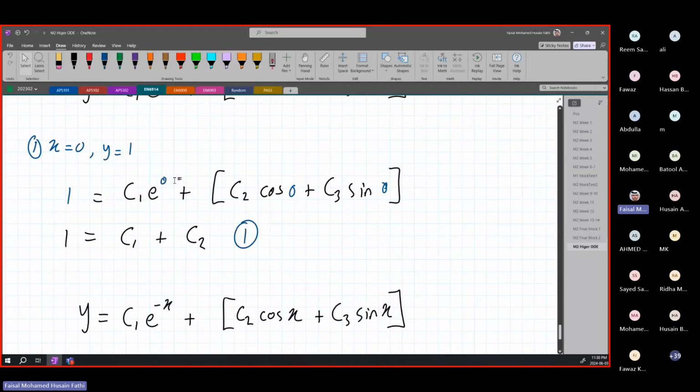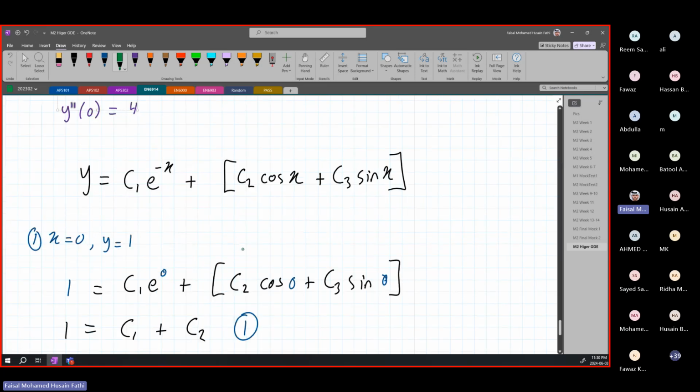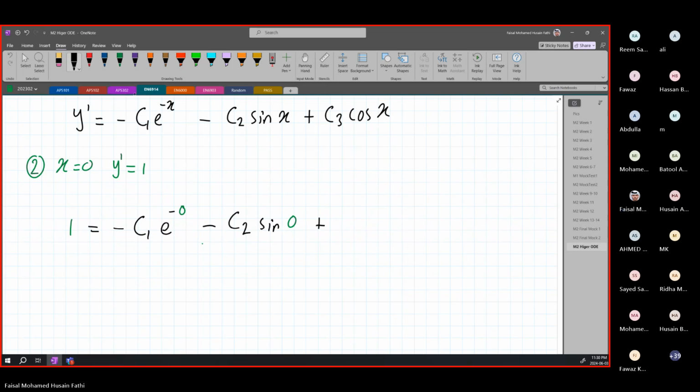So what do we do? Again, we're going to look at the values they gave us. When x equals 0, y prime is equal to 1. Let's substitute these values. 1 is equal to minus c1 e to the power of minus 0, minus c2 sine of 0, plus c3 cosine of 0.